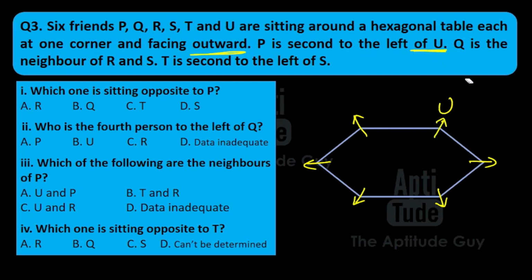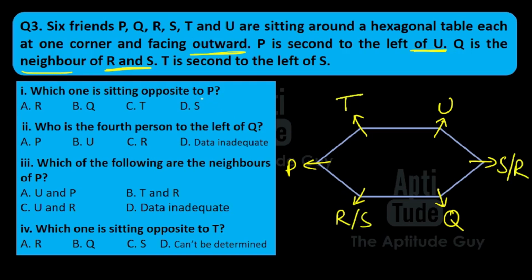P is second to the left of U. Second to the left. 1, 2. P is over here. Done. After that, Q is the neighbor of R and S. Now, if you are the neighbor of two people, what does that mean? If you are the neighbor of two people, that means you are in the center of both of them. So we need 3 vacant places. That is right here. So Q is the neighbor of R and S, or S and R. Both of them are possible. And the only person left out is T right here.